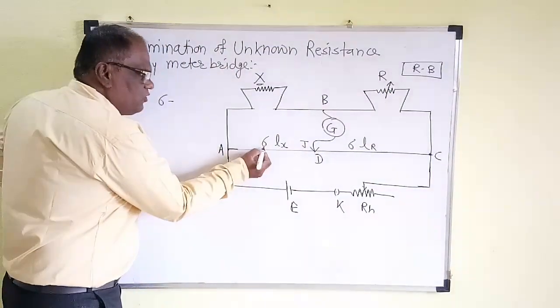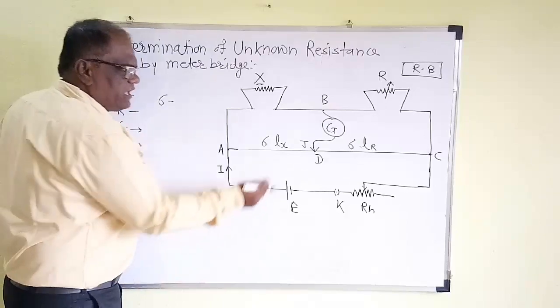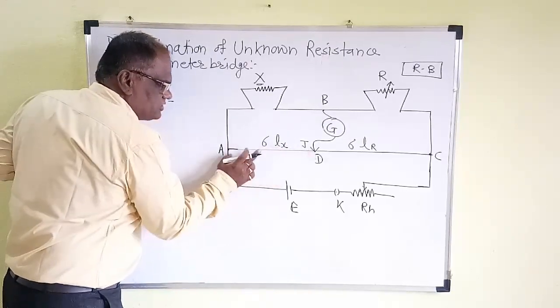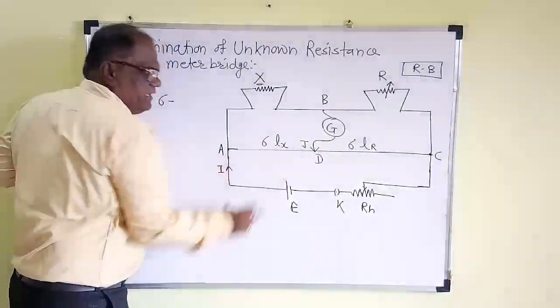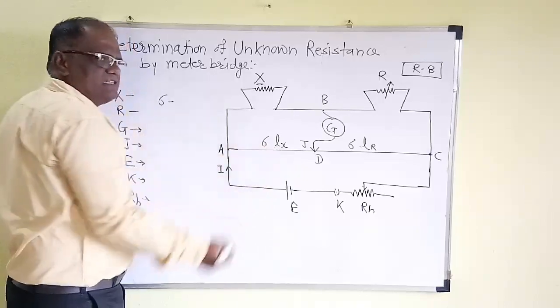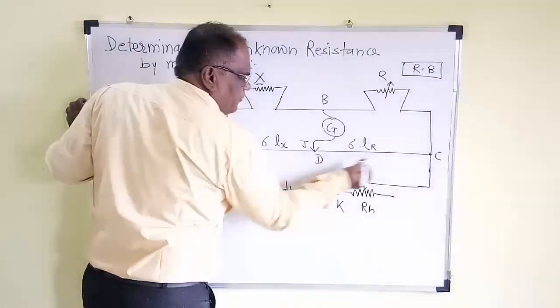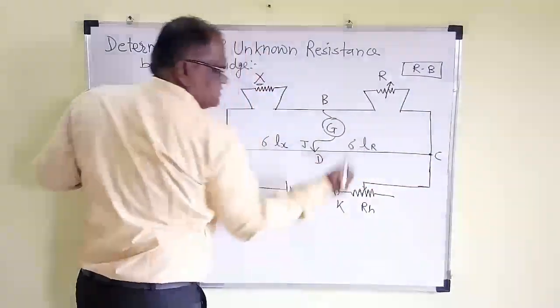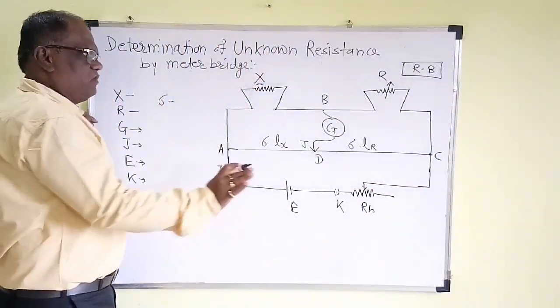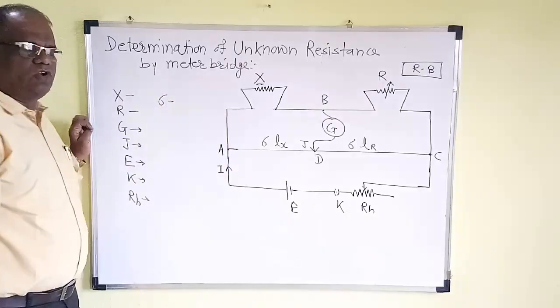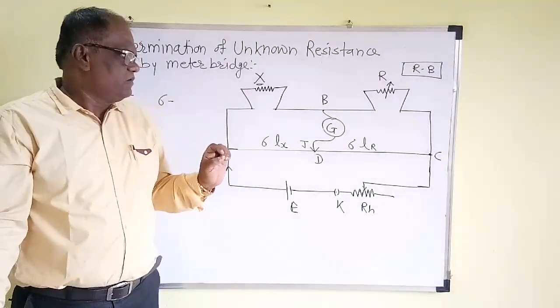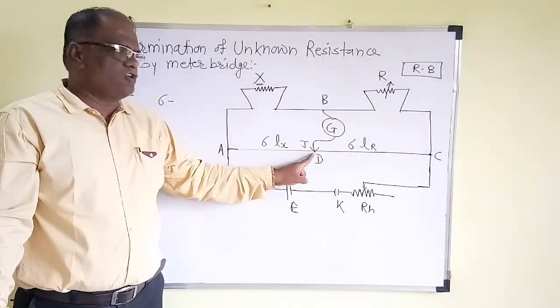Now, if we know the value of sigma, we can find out the resistance between these two points A and D. Let it be sigma Lx. Similarly, the resistance of the wire between the points B and C will be sigma Lr. Now, we know the theory of the Wheatstone bridge network. What happens when the null point is obtained?